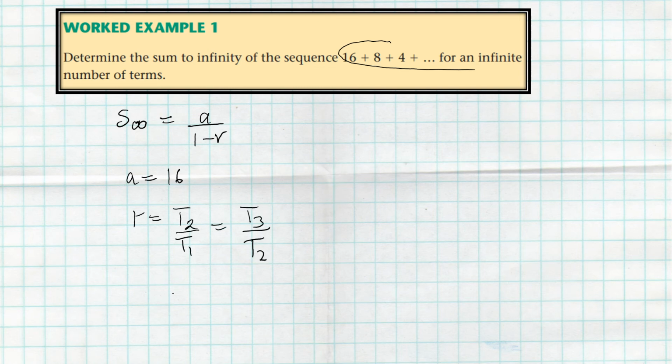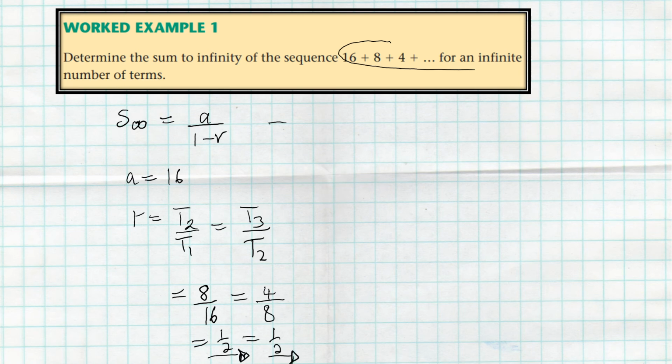the previous term, right? So the second term is 8 over the previous term 16. The third term is 4, so it's 4 over 8, right? So this is 1 over 2. Also this side is 1 over 2. So your R is 1 over 2, right?